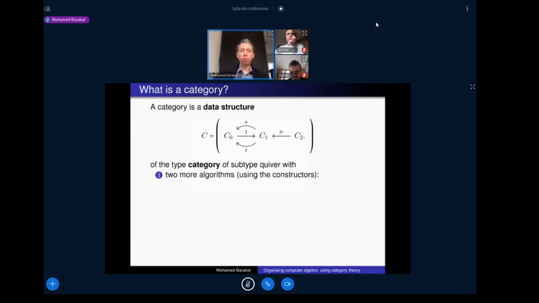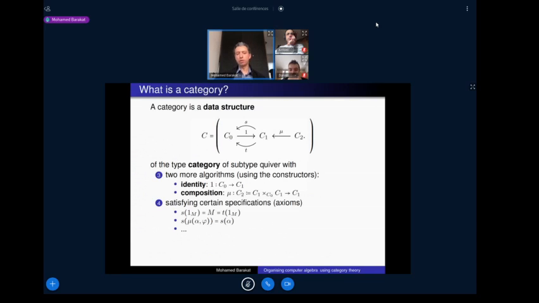This is what it meant, with two more algorithms which use the constructors. One is called the identity morphism, which you see in the diagram above. And one is called the composition. It goes from this fiber product over the morphism class with itself over the object class. So these are the composable arrows, this C2, satisfying certain specifications or axioms. We call it axioms in mathematics. Computer scientists would say specifications. So here is two of them, but you can think about the rest.